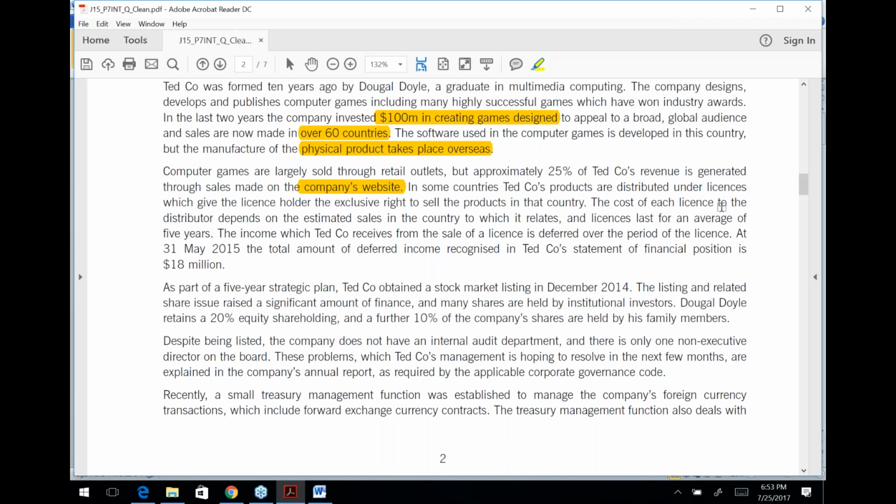In some countries, tech products are distributed under licenses which give the license holder the exclusive right to sell the product in that country. The cost of each license to the distributor depends on estimated sales in the country to which it relates, and licenses last for an average of 5 years. The income which that company received from a license is deferred over the period of license. At 31st May, the total amount of deferred income recognized in financial position is 18 million.